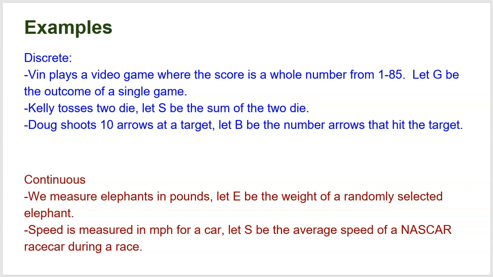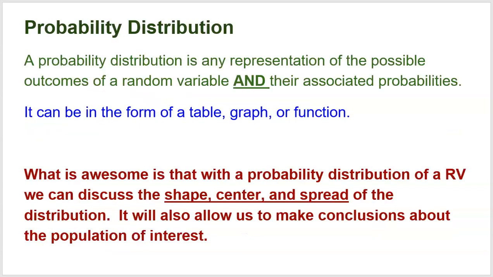Okay, but even in that interval, it's still a pretty endless list, especially when you include decimals. Speed is measured in miles per hour for a car. Let S be the average speed of a NASCAR race car during a race. So, there's 40-some cars in a NASCAR race, and what is the average speed of any randomly chosen car? I don't know, 200.2 miles an hour or 198.7 miles an hour. I mean, the list is seemingly endless. So those would be examples of continuous.